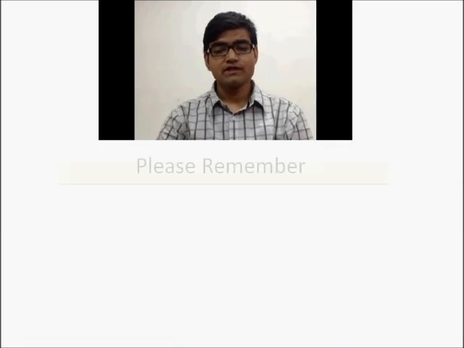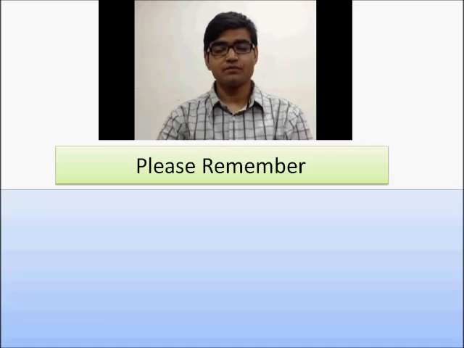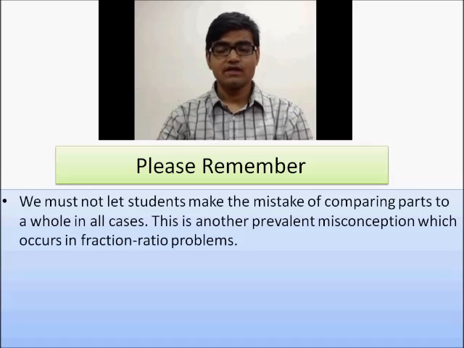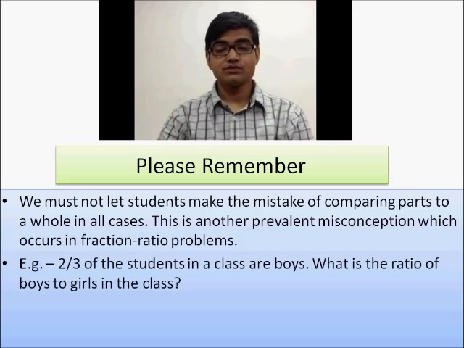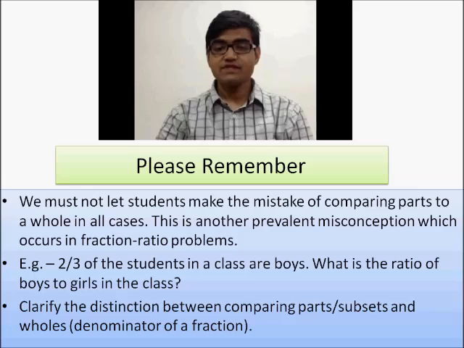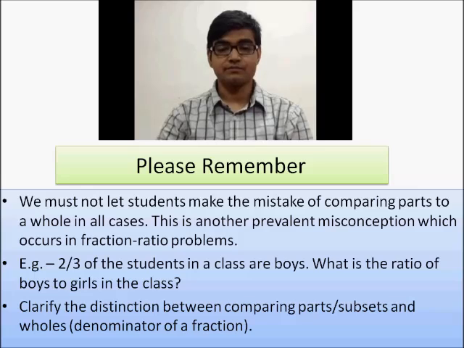However, we must not let students make the mistake of comparing parts to a whole in all cases. This is another prevalent misconception which occurs in fraction ratio problems. For example, in a question like this, 2/3 of the students in a class are boys. What is the ratio of boys to girls in the class? Students might answer 2:3 in this case. We must make clear the distinction between comparing parts or subsets and wholes, which is the denominator of a fraction.